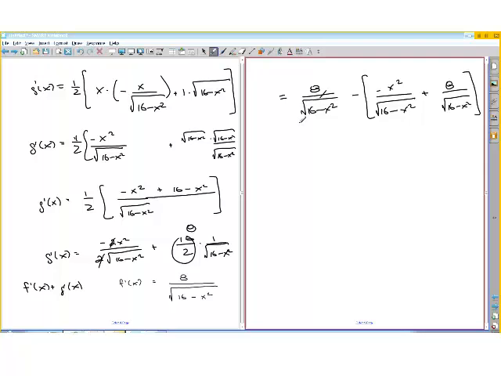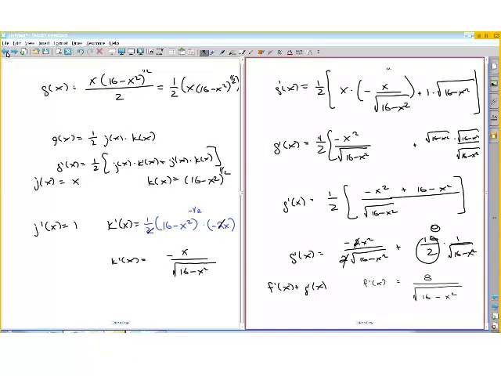Okay, so we have 8. This term we subtracted. So these two cancel out. You have negative times negative is a positive, and so you get x squared divided by the square root of 16 minus x squared. And that should be the answer. What was that, 57? Look at 57. X squared over square root of 16 minus x squared. Okay, so I did it right.